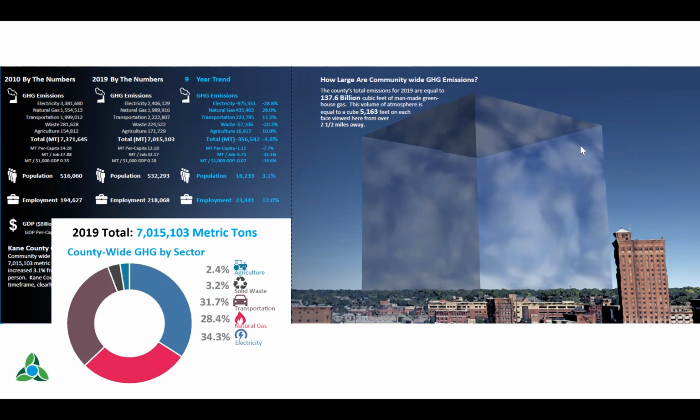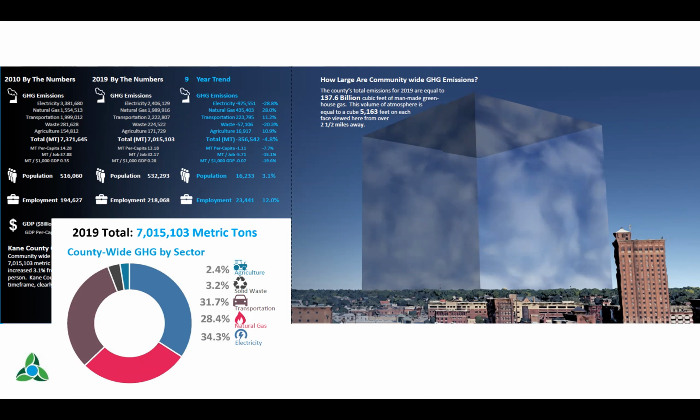We tend to do at least one visual related to greenhouse gas emissions, because who knows what 7 million metric tons of greenhouse gas is like. It's something we don't see in our life. We literally cannot interact with it. It's difficult to perceive. So this volume is equal to 2019's countywide emissions. We're seeing it from about 2.5 miles away. It's a cube that's about a mile on each side. So it contains 137.5 billion cubic feet of human-made greenhouse gas emissions that we're adding to the atmosphere every year.